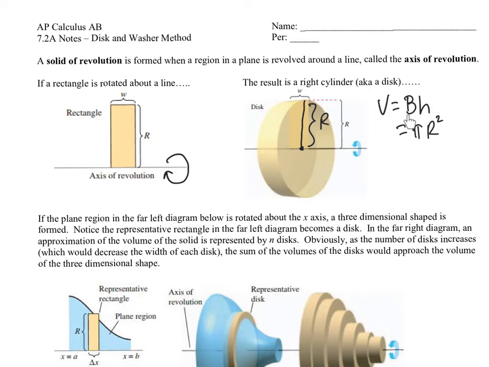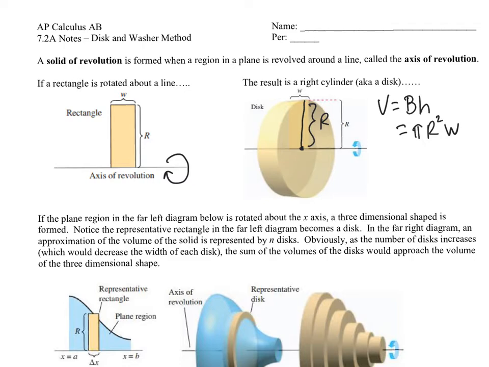Okay, that's what the capital B stood for. And then the height of this cylinder would be the distance from one base to another. So in this picture, you can see that the distance from one base to another is given as W. So pi R squared W would give you the volume of this disc or this right cylinder that was formed when we took a rectangle and rotated it about an axis.